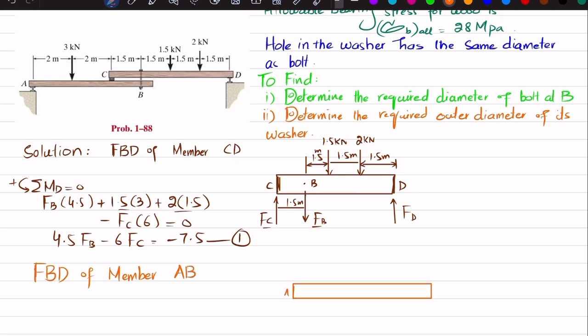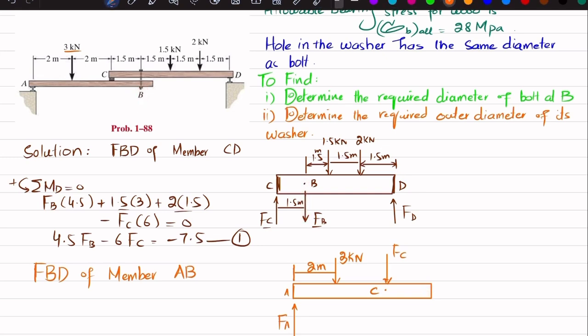So let me draw the free body diagram again. You can see this is point A. You will have a vertical reaction force, which is FA. There is a 3 kilonewton load acting at a distance of 2 meters from this side. Let this be point C. So at C you will have a force acting downward. Why? Because you can see that this force at C will be upward, so by Newton's third law, it will act downward. So this is FC. And the same FB here is downward, so here it will be upward.